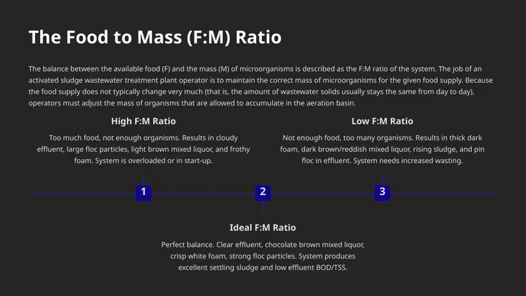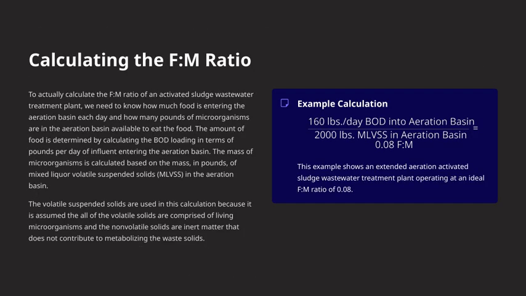Now, let's talk about how we actually calculate the F/M ratio in an activated sludge wastewater treatment plant. To do this, we need two key pieces of information. First, how much food is entering the aeration basin each day, and second, how many pounds of microorganisms are available in the basin to consume that food. The food amount is determined by calculating the BOD loading, which is expressed in pounds per day of influent entering the basin. Think of BOD as the measure of the organic matter that microorganisms will break down.